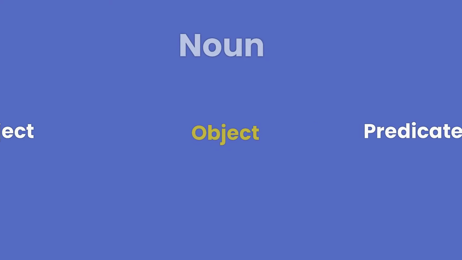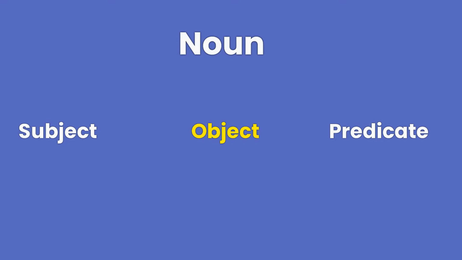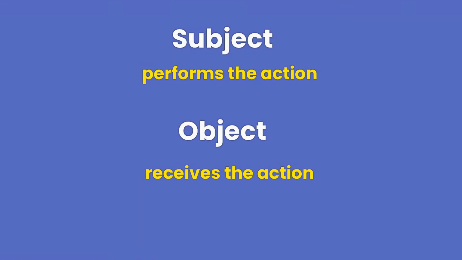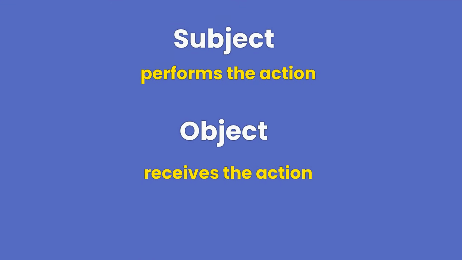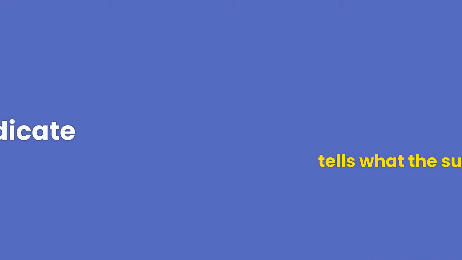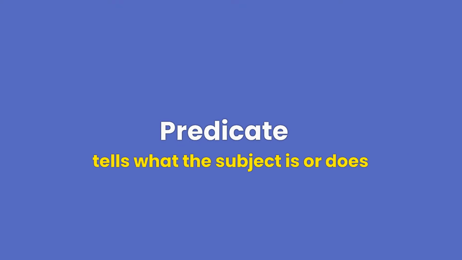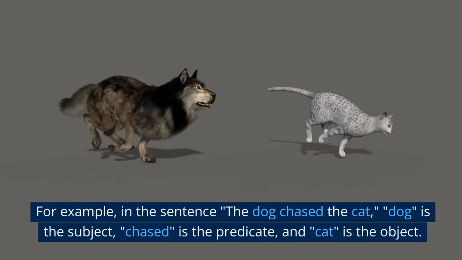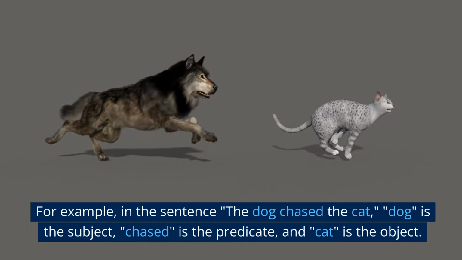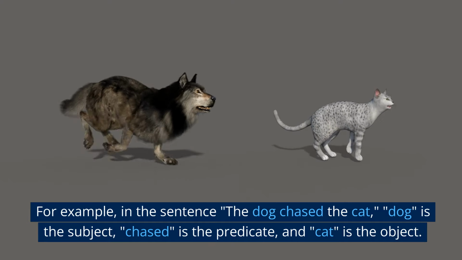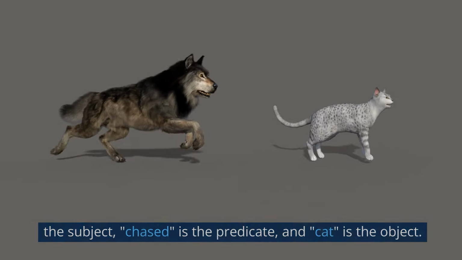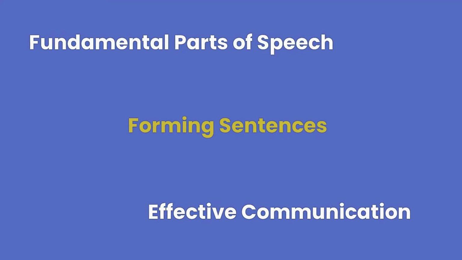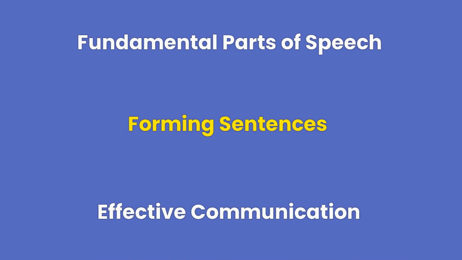It is important to note that nouns can also function as the subject, object, and predicate of a sentence. The subject of a sentence is the person, place, or thing that performs the action, while the object is the person, place, or thing that receives the action. The predicate, on the other hand, is the part of the sentence that tells what the subject is or does. For example, in the sentence, the dog chased the cat, dog is the subject, chased is the predicate, and cat is the object.